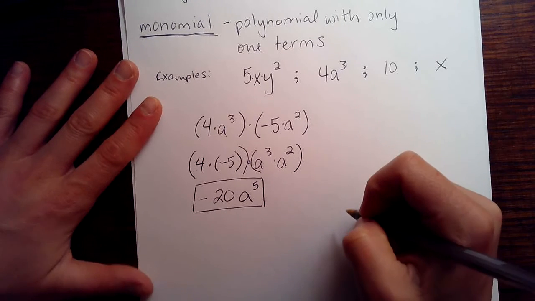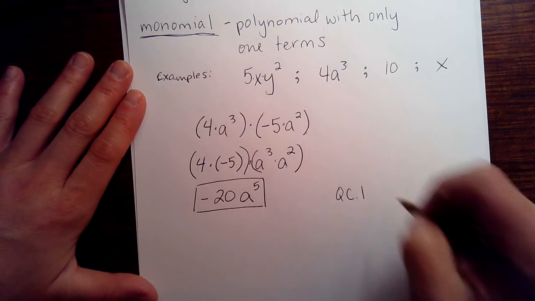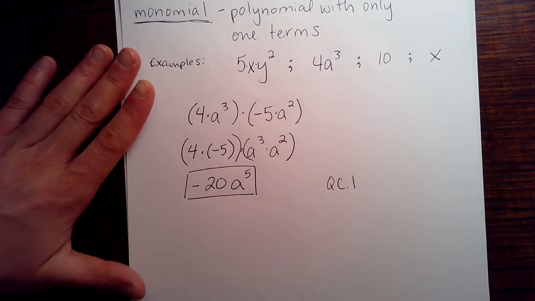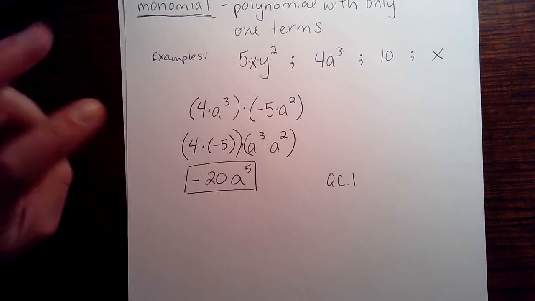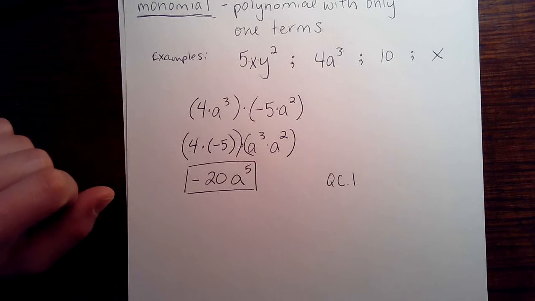This is a good opportunity to try quick check 1. Keep in mind what we talked about with scientific notation. If a variable does not have an exponent, you can put a placeholder as an exponent of 1. Pause your video and try that.